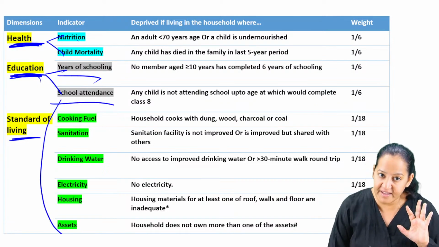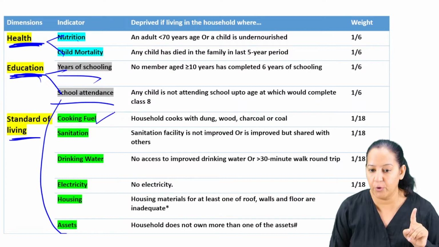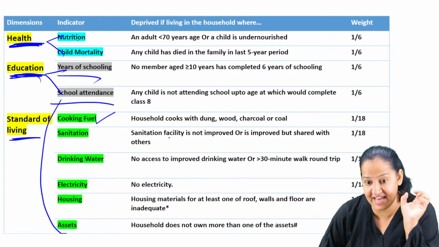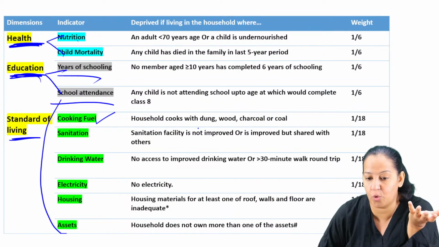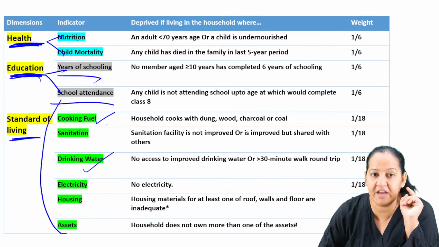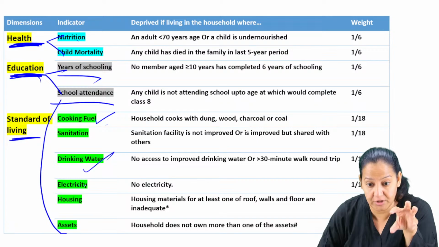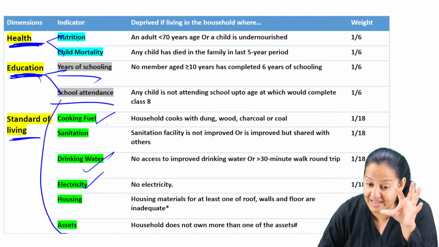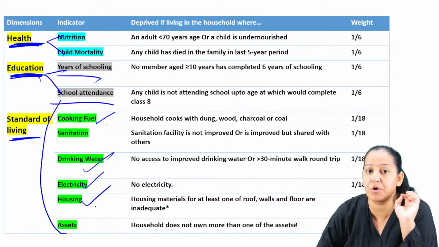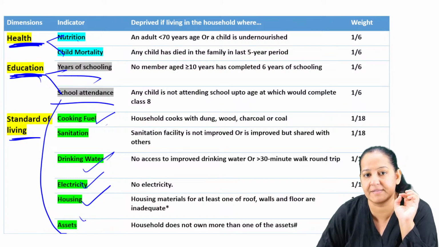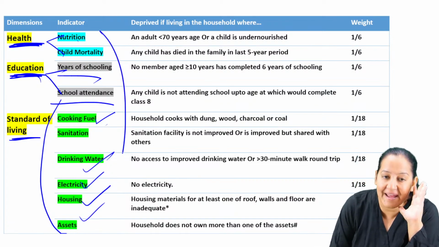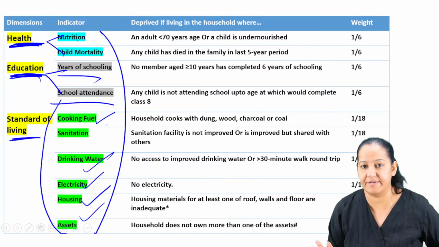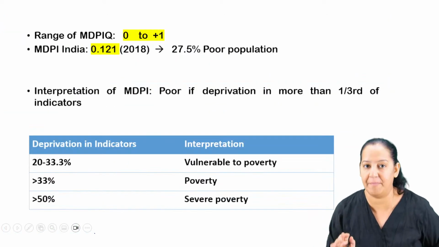And for standard of living, there are six criteria. Cooking fuel, whether the person is using LPG gas or coal or charcoal for cooking. Sanitation, drinking water, electricity, whether the village has electricity or not, kacha house or pakka house, and what assets the person has. So don't learn it. Total 10 criteria are there. So that is MDPI.